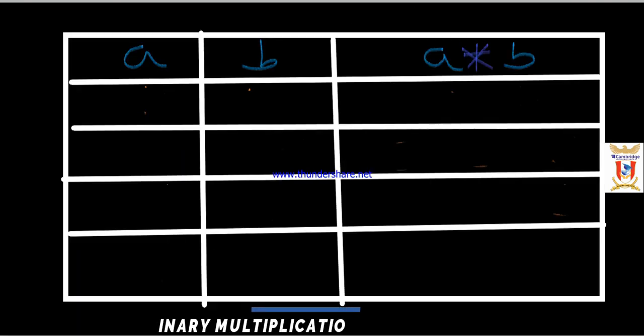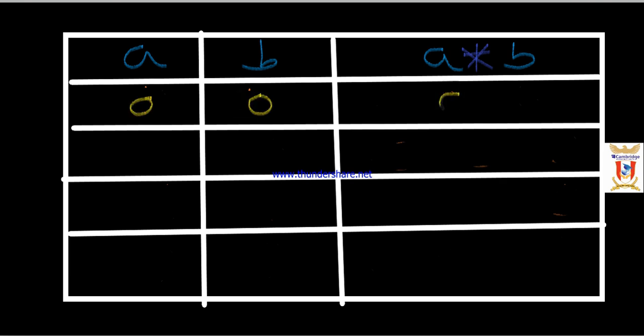The next concept is of binary multiplication. The rules for performing binary multiplication is same as that of the decimal number system. For that, 0 multiply 0 is 0. 0 multiply 1 is 0. 1 multiply 0 is 0. And 1 multiply 1 is 1. So this is easier than the subtraction.